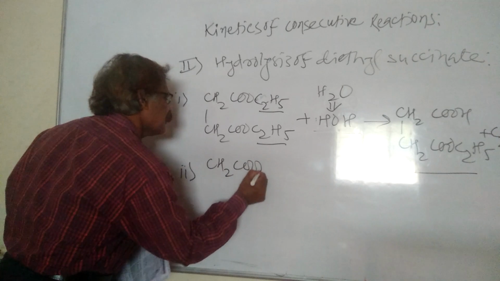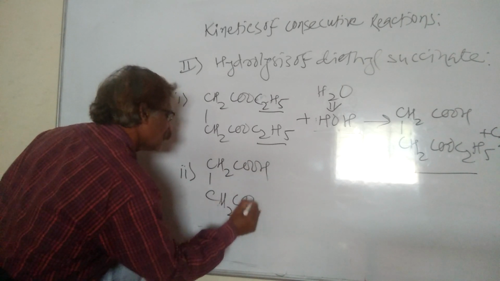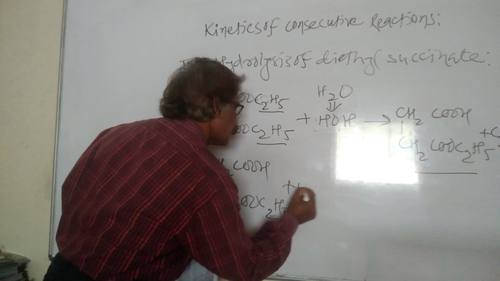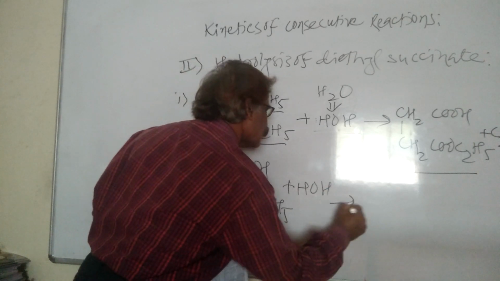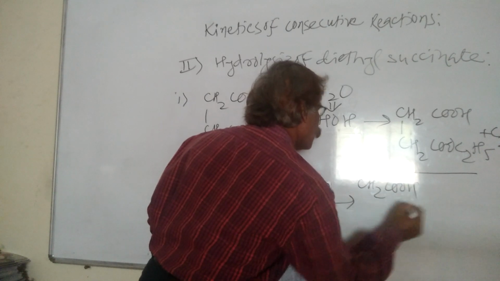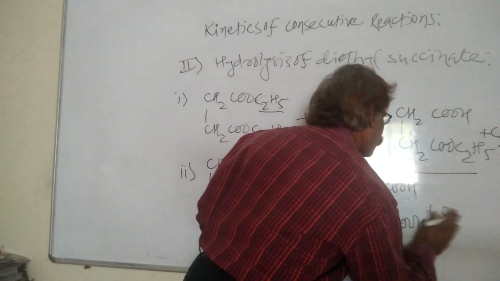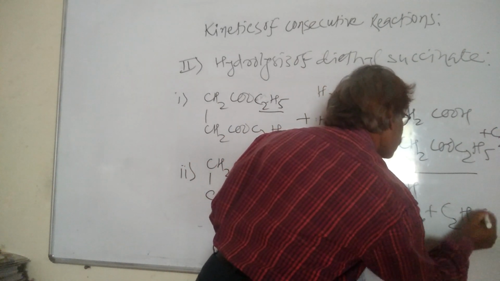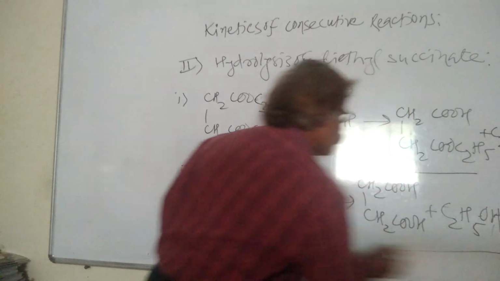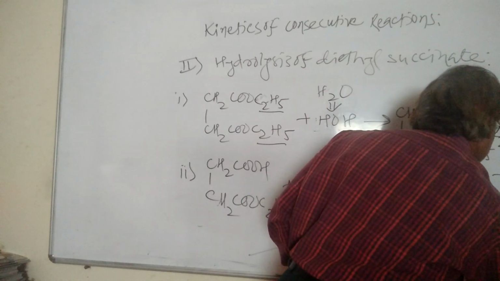CH2COOH, CH2COOC2H5 plus HOH gives CH2COOH, CH2COOH plus C2H5OH. Okay, so in this way, this is step 1, this is step 2.